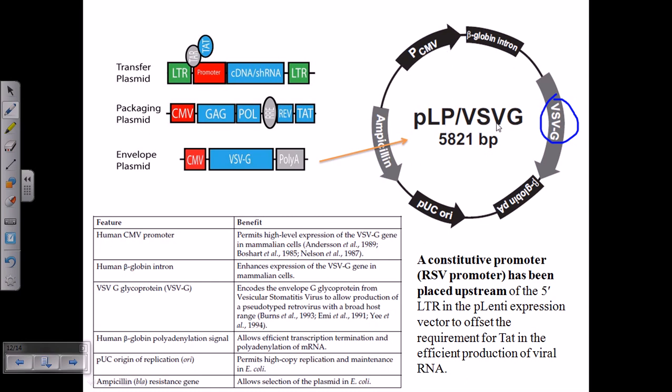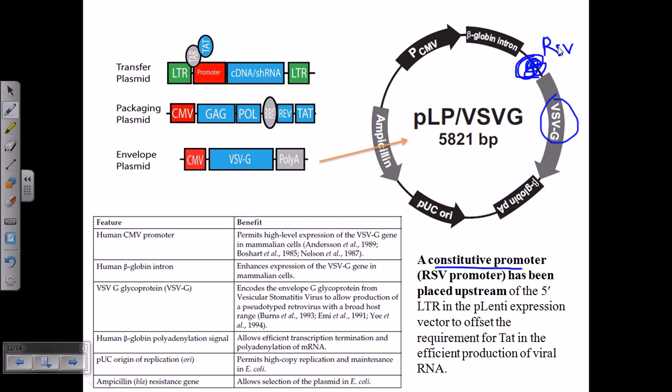It is called the pLP-VSVG vector. It is a slightly larger vector than LP2, and a very important part is the constitutive promoter, which is simply called the RSV promoter. The promoter provided here is the RSV promoter, which is further modified. So the gene is from the vesicular stomatitis virus, but the promoter is from RSV. Why? Because this promoter is pretty strong and it is a constitutive promoter.